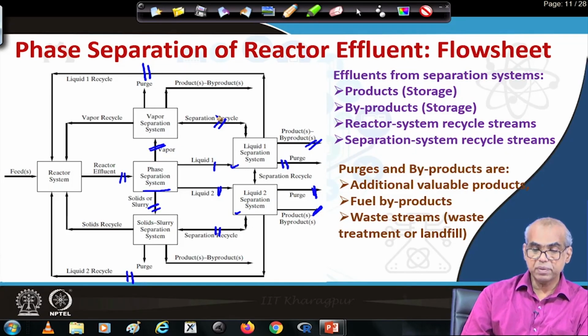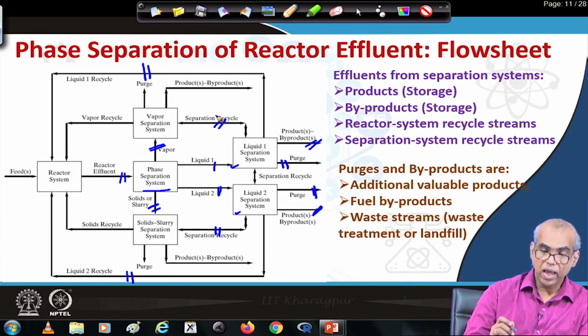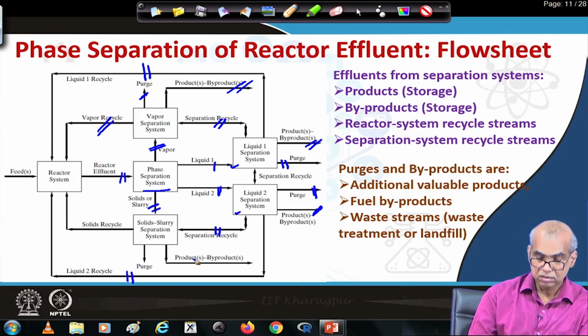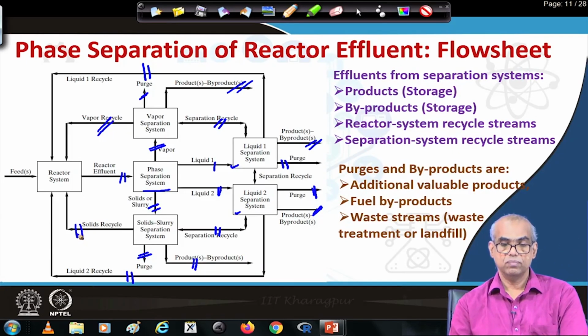Now, look at the vapor separation system. From the vapor separation system also, we have product or byproduct stream, purge stream as well as vapor recycle. The same thing for the solid slurry separation system. We have product byproduct stream, we have purge stream as well as solid recycle stream.